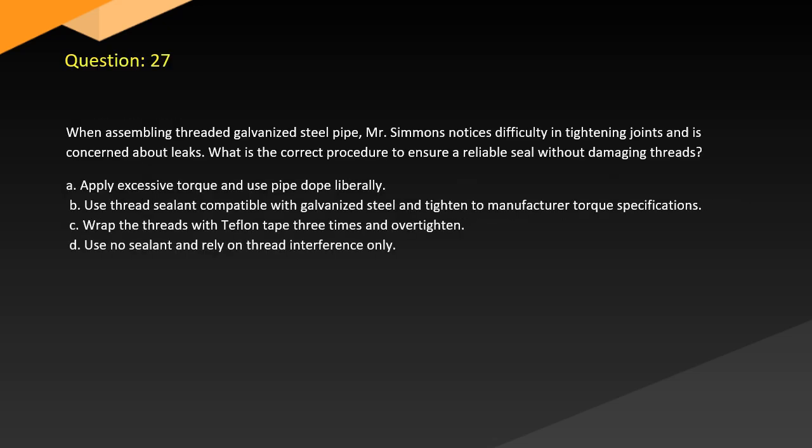Question 27. When assembling threaded galvanized steel pipe, Mr. Simmons notices difficulty in tightening joints and is concerned about leaks. What is the correct procedure to ensure a reliable seal without damaging threads? A. Apply excessive torque and use pipe dope liberally. B. Use thread sealant compatible with galvanized steel and tighten to manufacturer torque specifications. C. Wrap the threads with Teflon tape 3 times and overtighten. D. Use no sealant and rely on thread interference only.